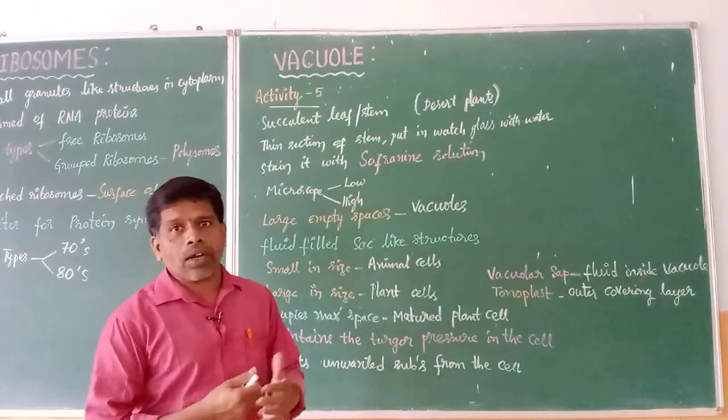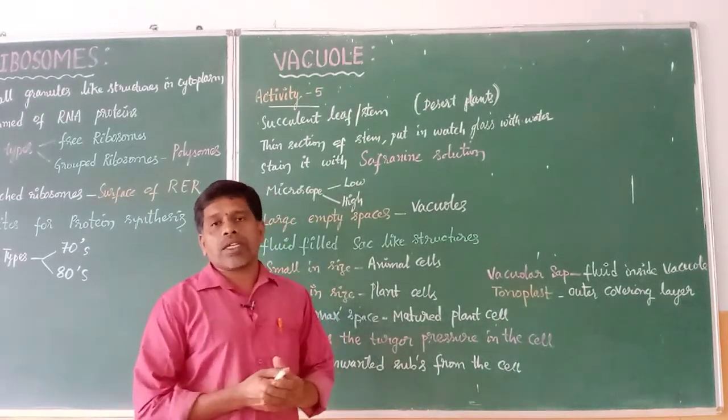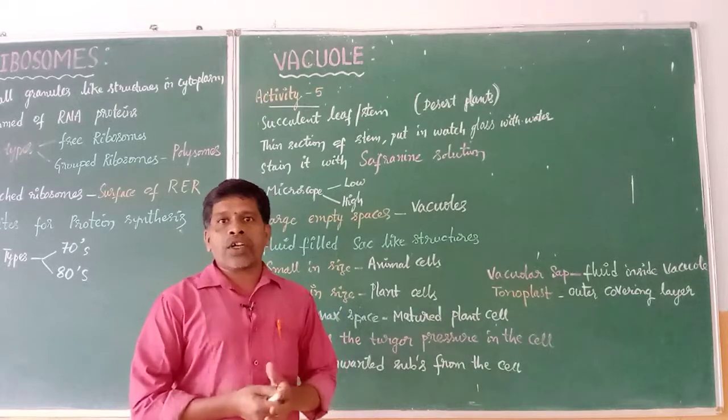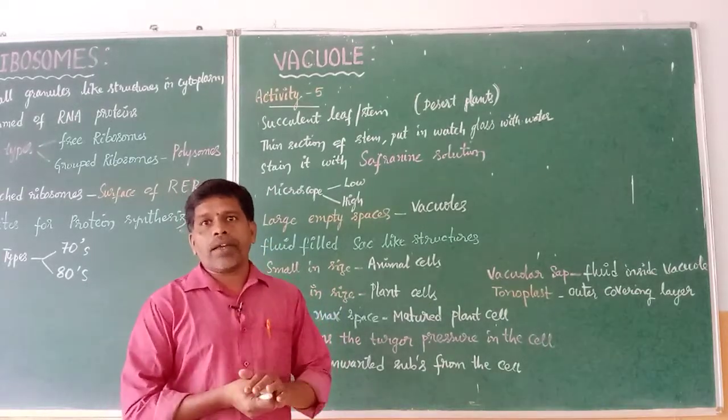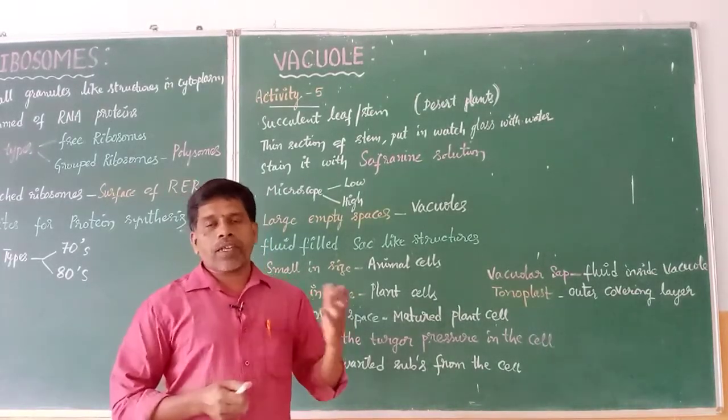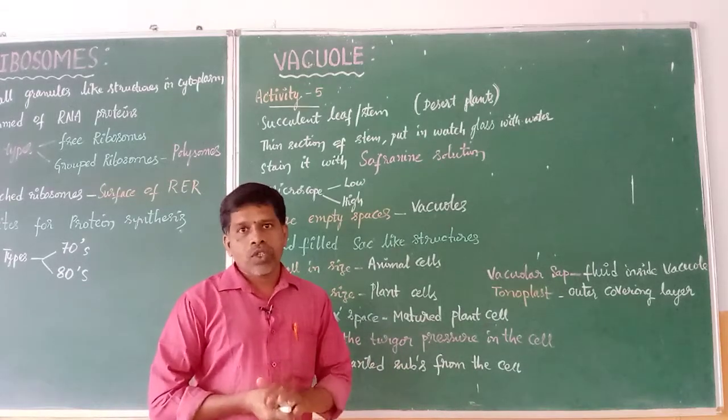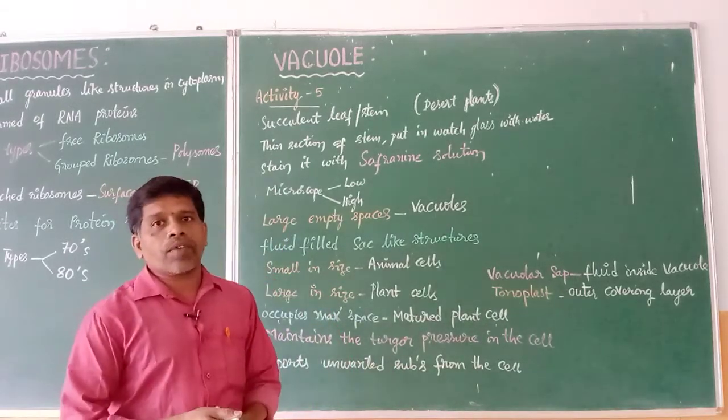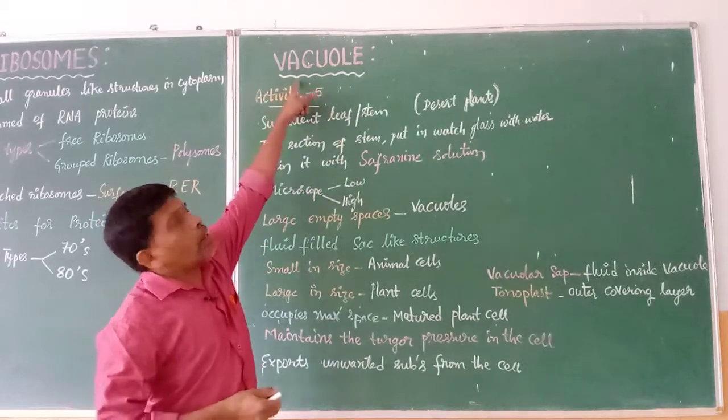We have told about cell organelles. These are the structures present inside the cell. They have a specific function to play in the cell, whether it is the animal cell or the plant cell. So what is the structure? The cell organelle we are going to discuss today is the vacuole.